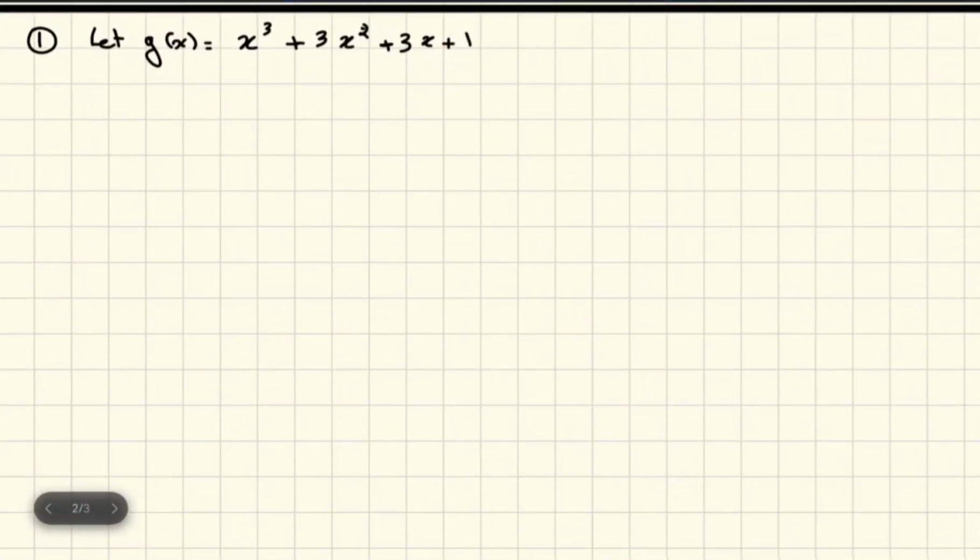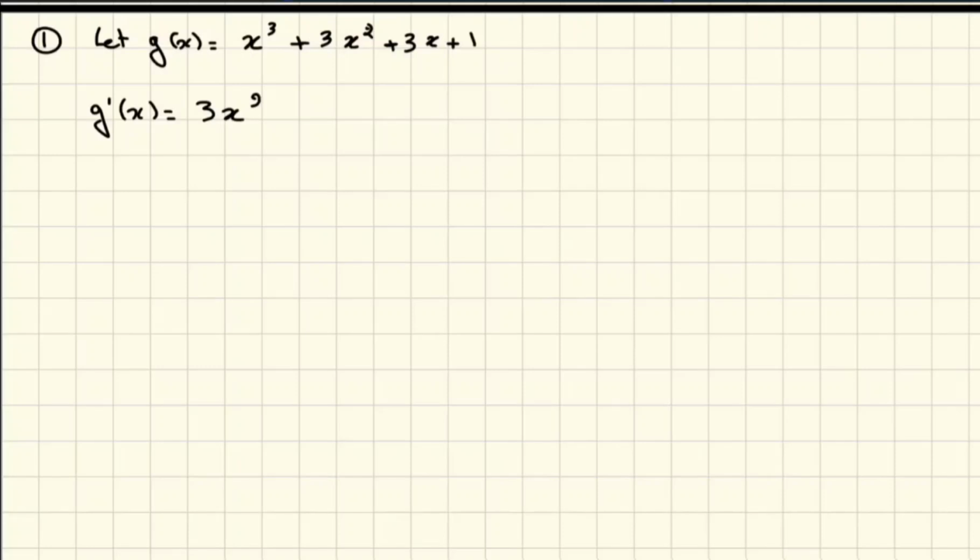So let g of x equal x cubed plus 3x squared plus 3x plus 1. We need to check if this function has a local maximum, local minimum, or maybe a saddle point. Now, the first step: we need to derive. So g prime of x equals 3x squared plus 6x plus 3. Step number 2, I need to mention that g prime of x equals 0. Then 3x squared plus 6x plus 3 equals 0.